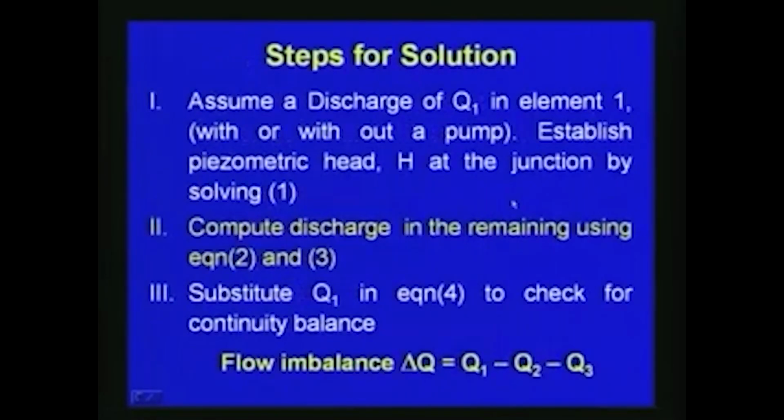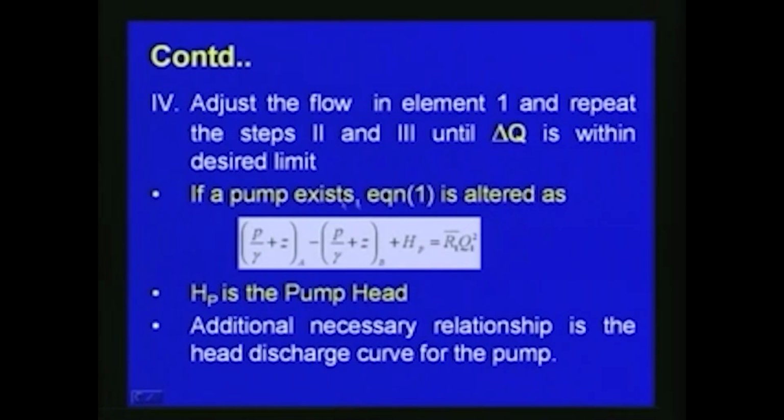So, that is the iterative procedure we generally adopt for these kinds of problems. If a pump exists, say between A and B, then we have to consider that pump also. The equation can be written as P by gamma plus Z at A minus P by gamma plus Z at B plus H P is equal to R1 bar Q1 square. So, equation 1 is modified by adding the pump head H P.